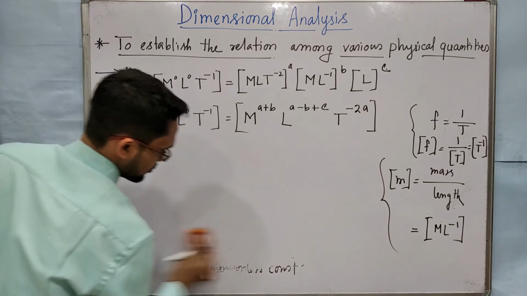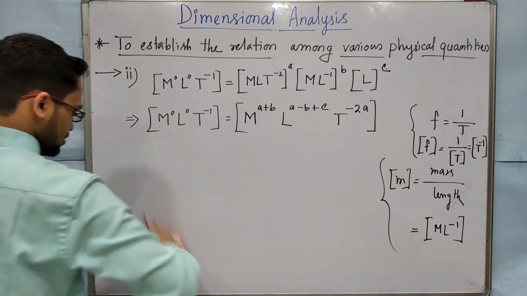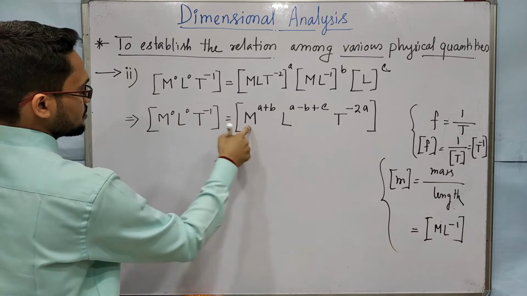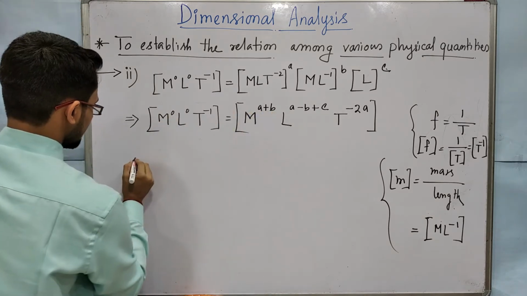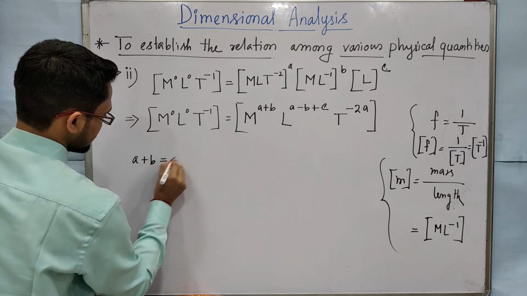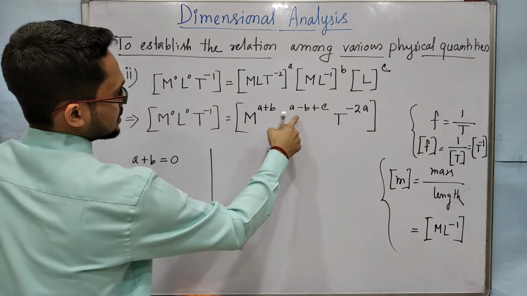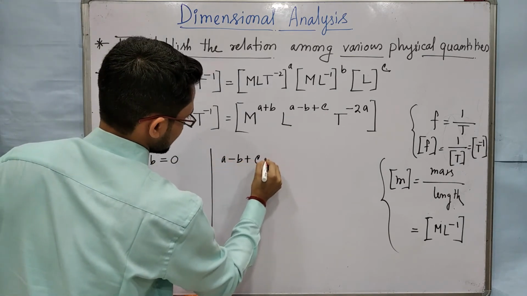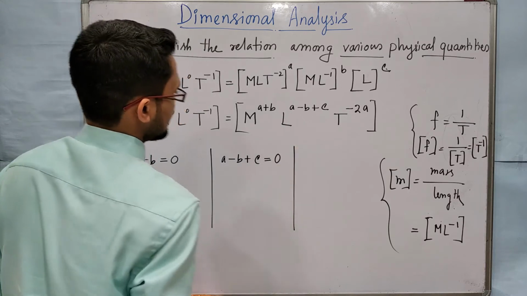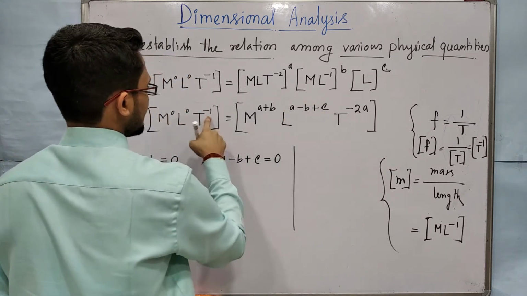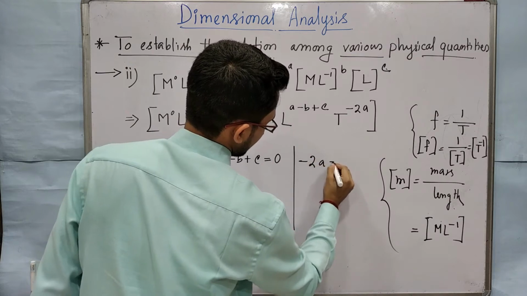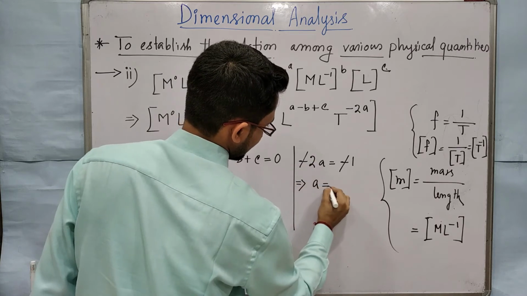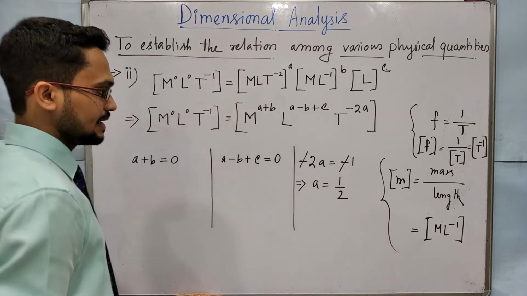Okay, understand? Now we will equate the powers on both sides. Take M first, M on both sides. So here 0, here A plus B. So you can write A plus B equal to 0. Next, A minus B plus C equal to 0. And third one, T: minus 2A equal to minus 1, the minus signs cancel out, so A is half.